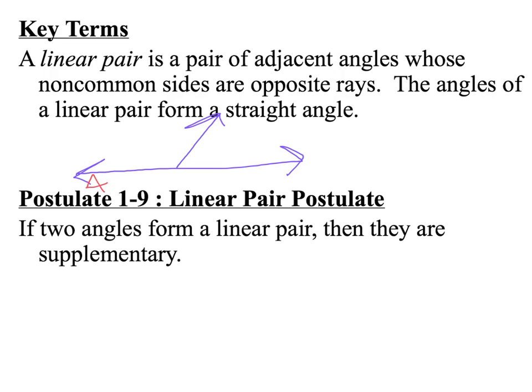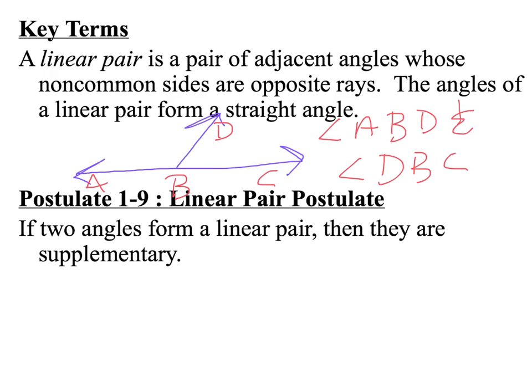If I label these A, B, C, and D, angle ABD and angle DBC, these two angles form a linear pair because both of those angles form a straight line and are right next to each other. All linear pairs will be supplementary, again because they form a straight line. So this postulate right below us, whenever you have a straight line, that's always going to be supplementary because a straight angle is 180 degrees.